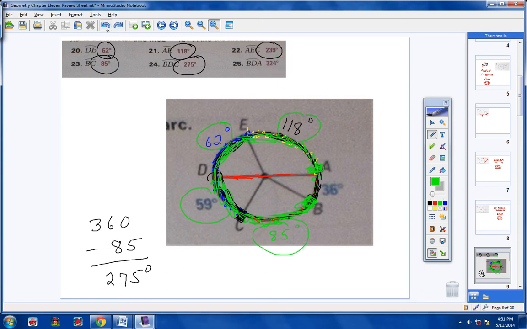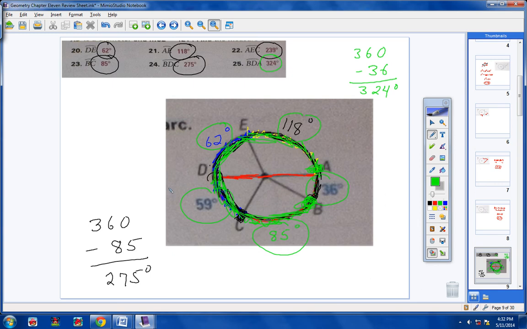No problem with that, but there is a faster way. Notice arc BDA is the entire circle except this little bit right here. So you could just take 360 minus 36 degrees, and if you do that correctly, you will get 324 degrees. Okay, so the answer is 324.